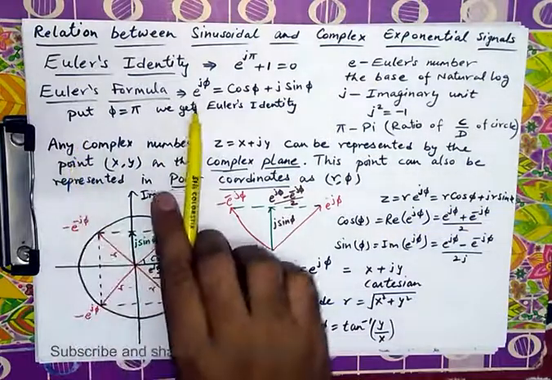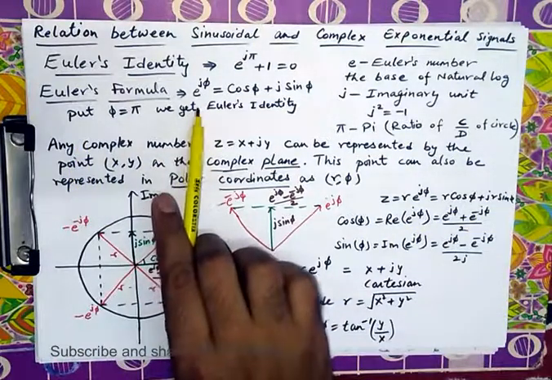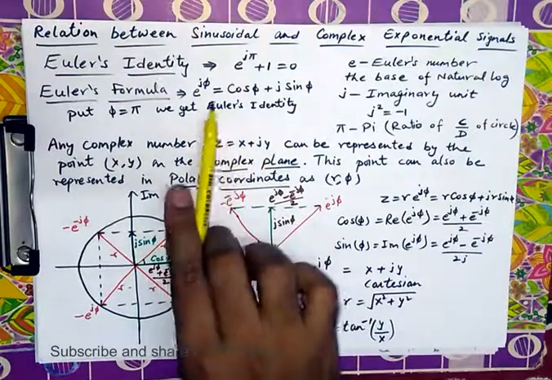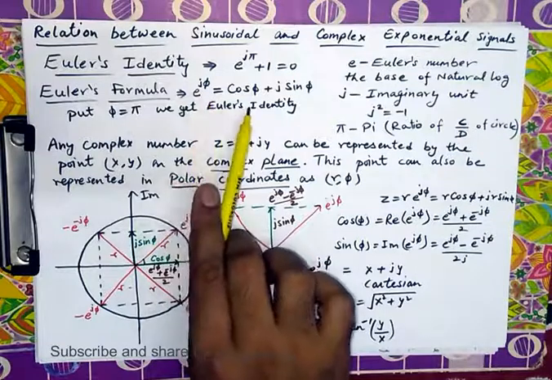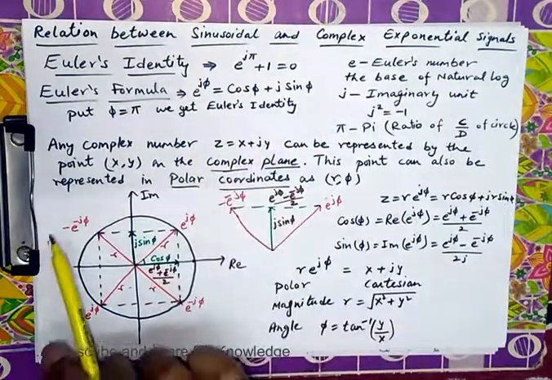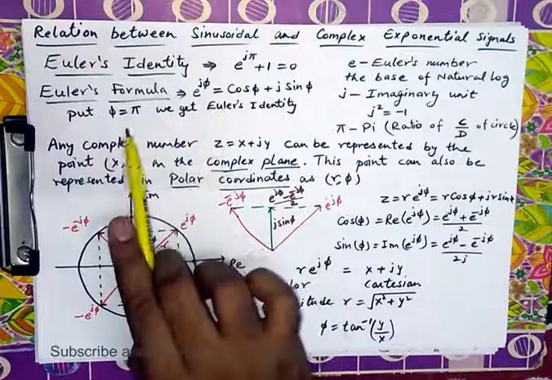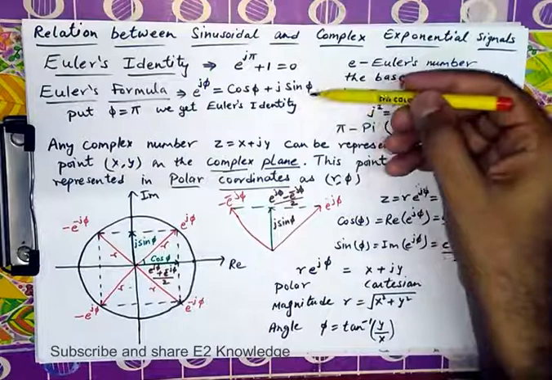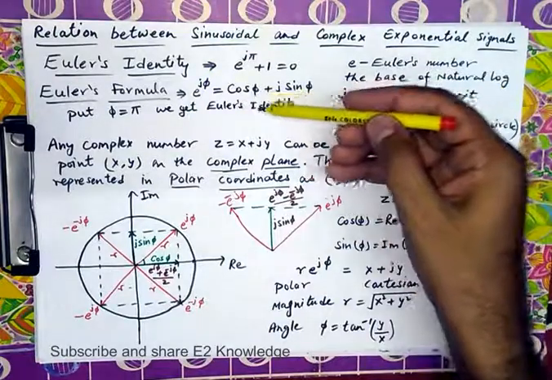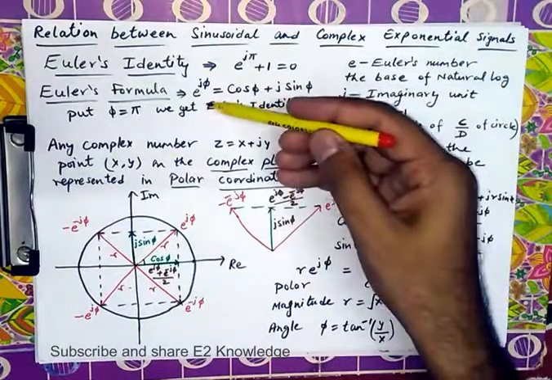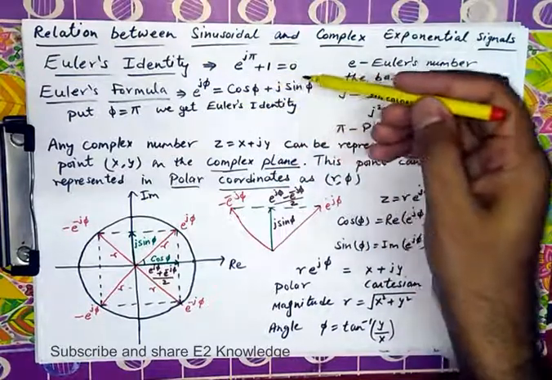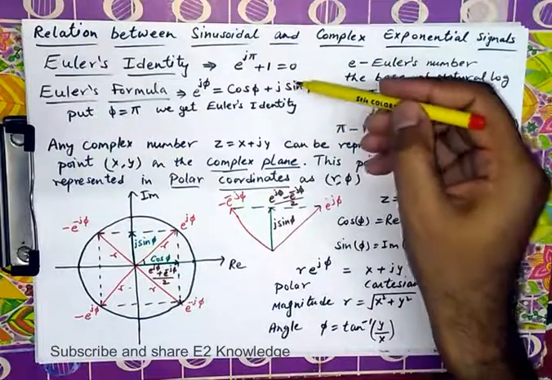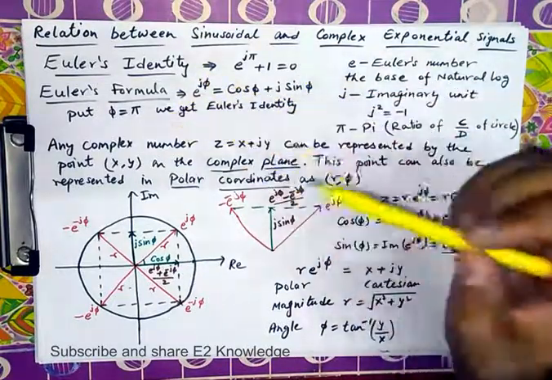Similarly, Euler's formula says that any complex exponential can be written in the form of real and imaginary parts. e raised to the power j phi is equal to cos phi plus j sin phi. We can see that if we put phi equal to pi here, we get Euler's identity, because sin pi is equal to 0, cos pi is equal to minus 1, and minus 1 will be taken here, so it becomes e raised to the power j pi plus 1 equal to 0. So both are essentially the same identities, but named differently.